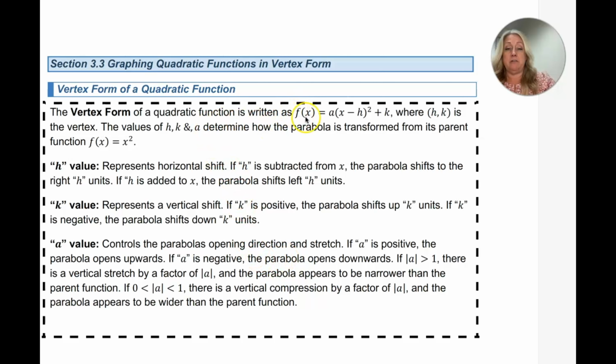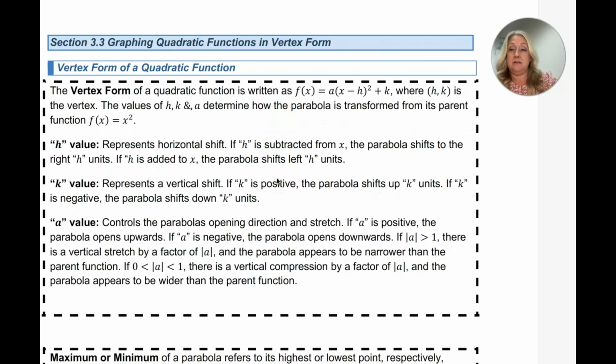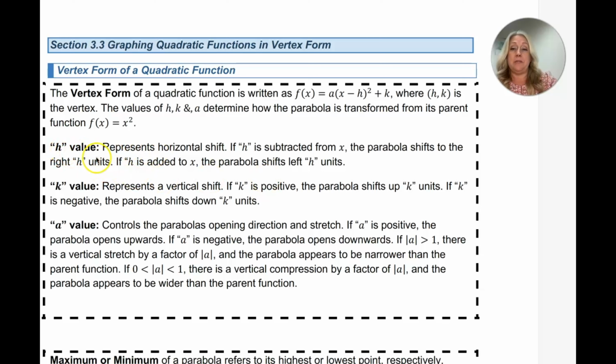All right, so first of all, this is vertex form. We have something in the form of f of x equals a, and then in parentheses, x minus h, all squared, plus k. And h comma k is where we find the vertex. And we compared all of those graphs that we had to the parent function of f of x equals x squared, or y equals x squared. So now it just kind of summarizes what happened with it, right?